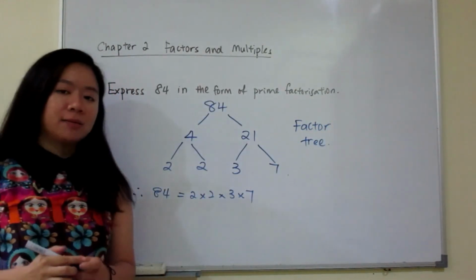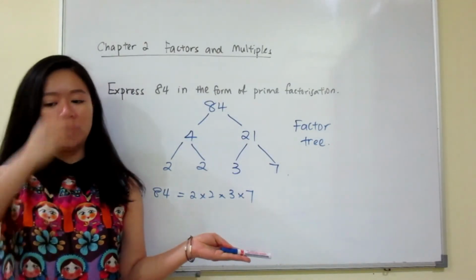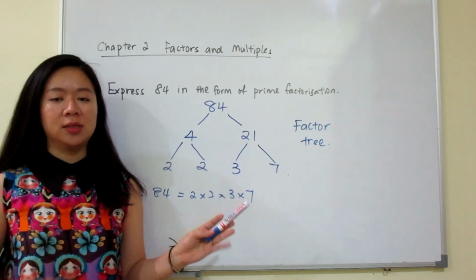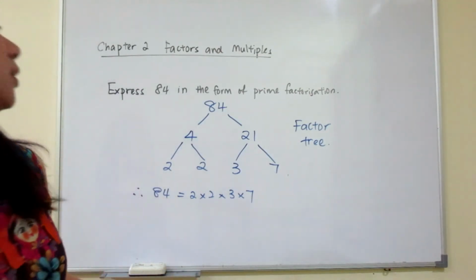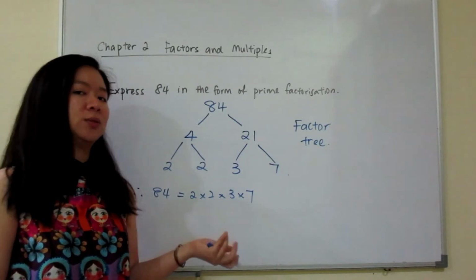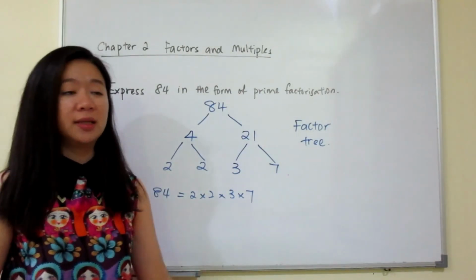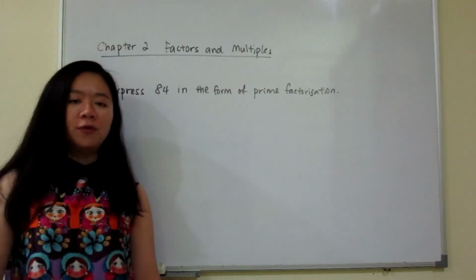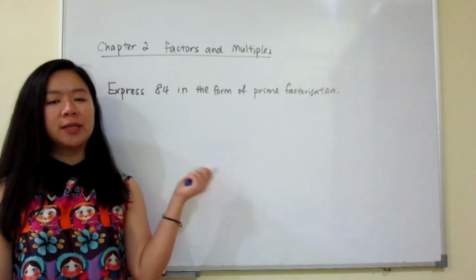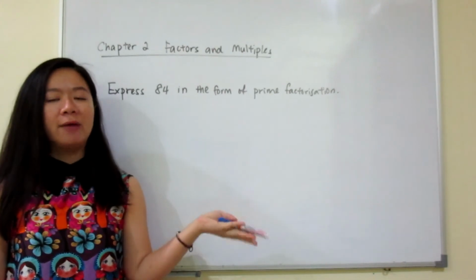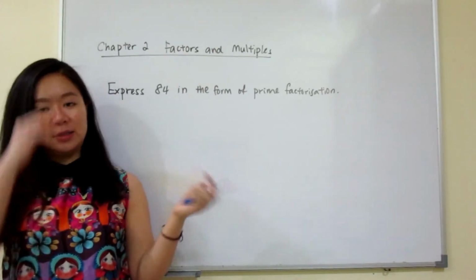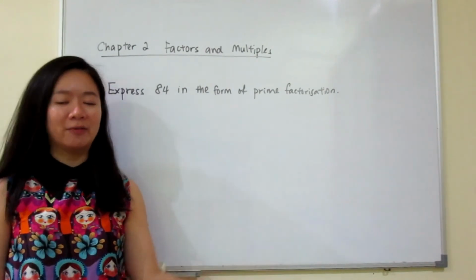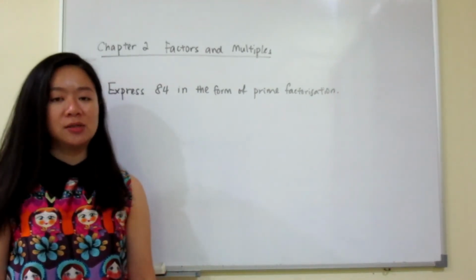Okay, there is another method to do this, which is to divide 84 repeatedly by a chosen number. Actually the theory works similar to this one, just a different way of presenting it. So let's check on that method. For the same question, express 84 in the form of prime factorization, just like how we answered just now: 84 equals 2 times 2 times 3 times 7. That's the prime factorization form, okay?